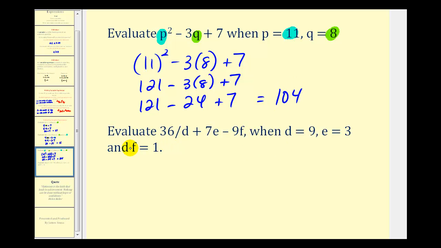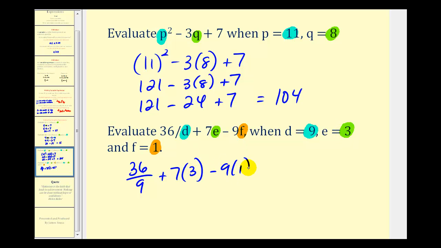In our last example, we have 36 divided by d plus 7e minus 9f when d equals 9, e equals 3, and f equals 1. So again, we'll substitute 9 for d, 3 for e, and 1 for f. So we're going to have 36 divided by 9 plus 7 times 3 minus 9 times 1. Now we'll multiply and divide from left to right. So 36 divided by 9 is equal to 4, plus 7 times 3 is 21, minus 9 times 1 is 9. So we have 4 plus 21, that's 25, minus 9 equals 16.